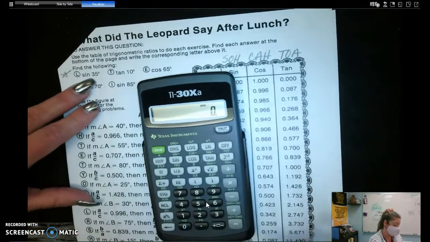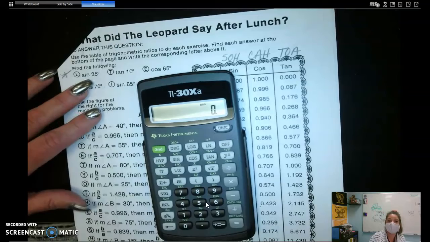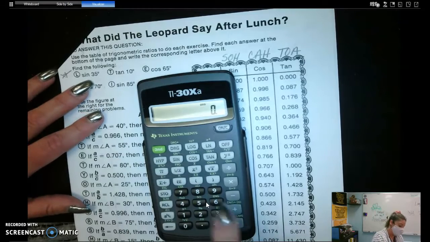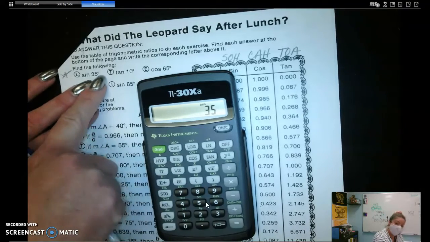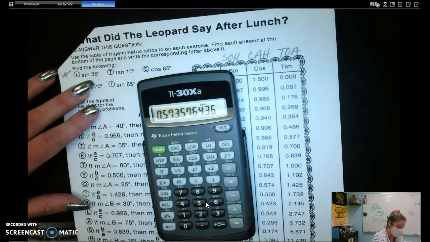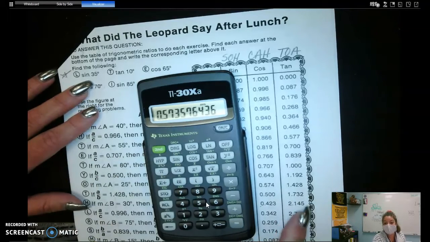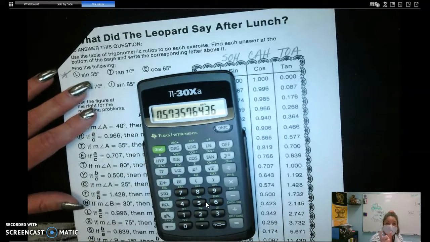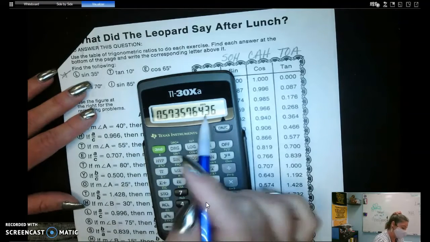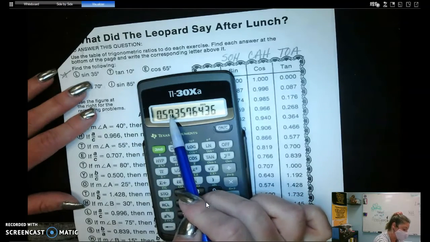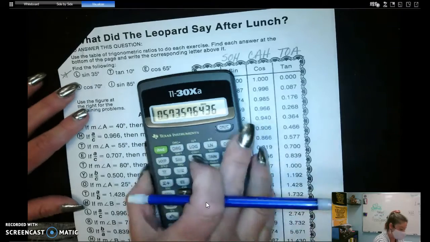If you're going to use your calculator, most of the calculators, you're going to be typing in the number. So type in the angle, 35, and then hit your sine button, and it will give you the decimal. Now, the decimals that are in the chart, and to help you answer the riddle, they've all been rounded to 3 decimal places. So this would be 0.574, okay?